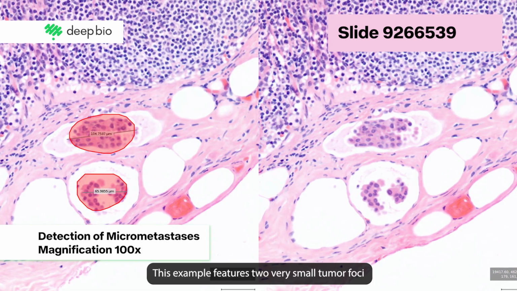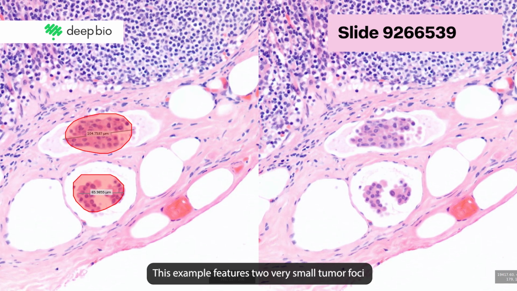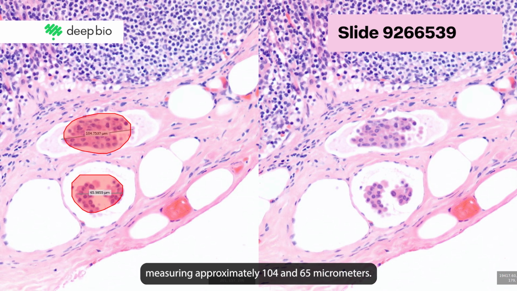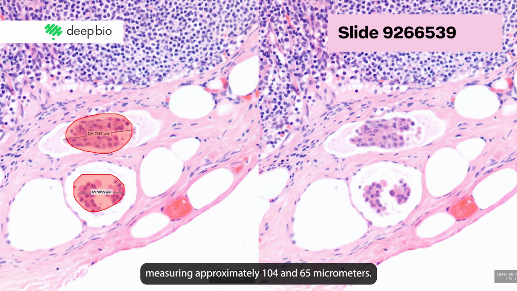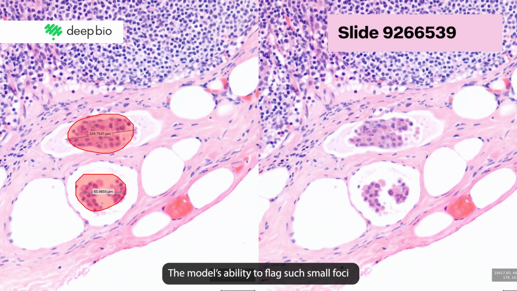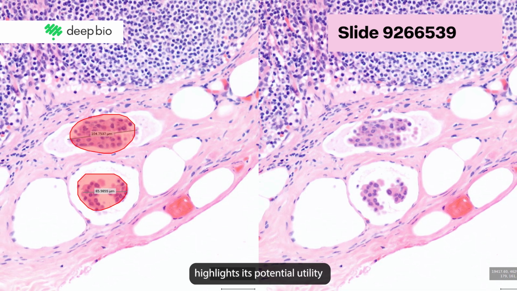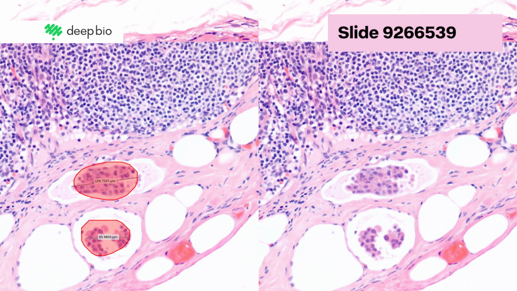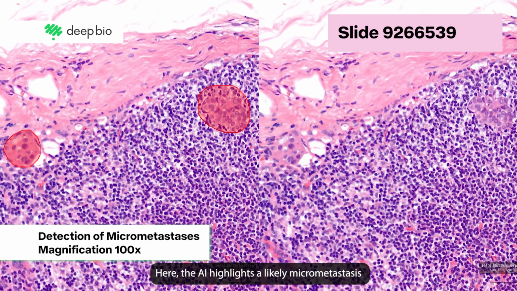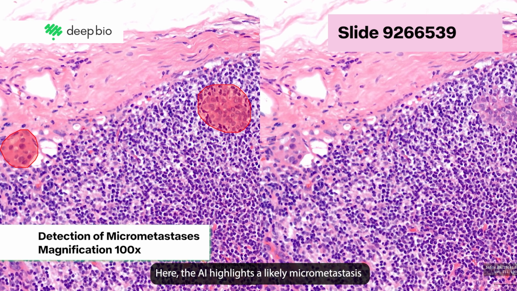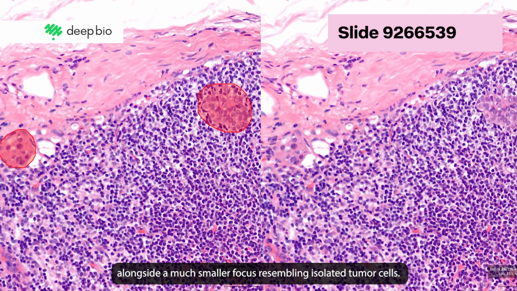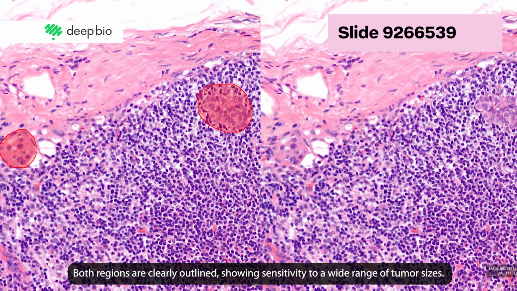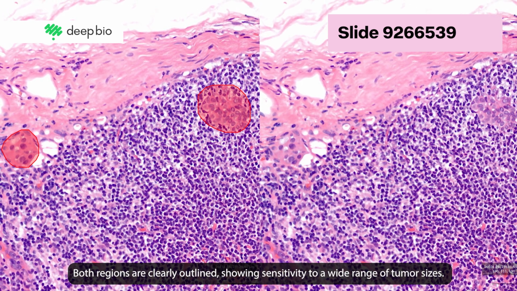This example features 2 very small tumor foci, identified by the model in adipose tissue, measuring approximately 104 and 65 micrometers. The model's ability to flag such small foci highlights its potential utility in reviewing slides with low-volume metastatic involvement. Here, the AI highlights a likely micrometastasis alongside a much smaller focus resembling isolated tumor cells. Both regions are clearly outlined, showing sensitivity to a wide range of tumor sizes.